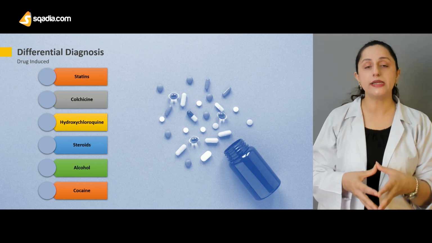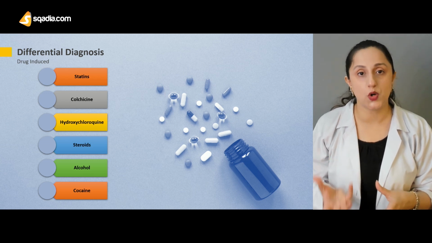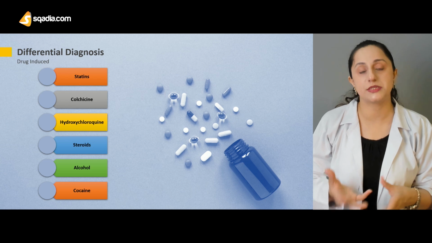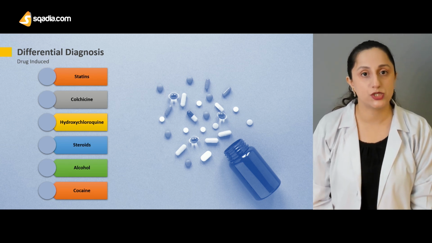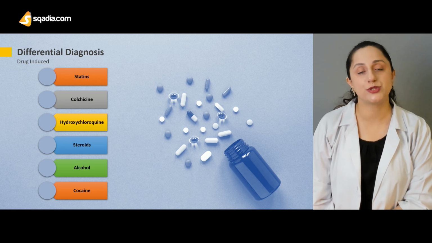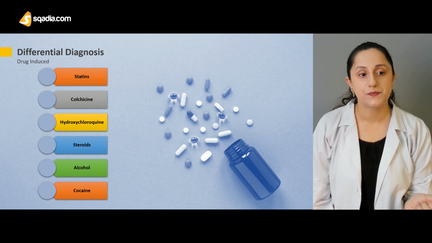So it's not only the prescribed drugs, it can be an illegal use of drugs that is resulting in a particular clinical picture in the individual. And you have to rule that out when you're taking the drug history in detail from the patient.